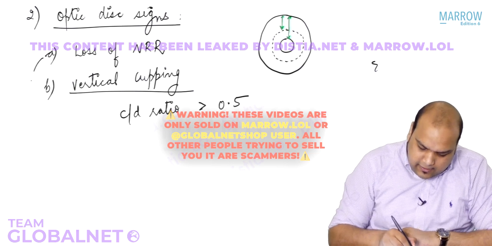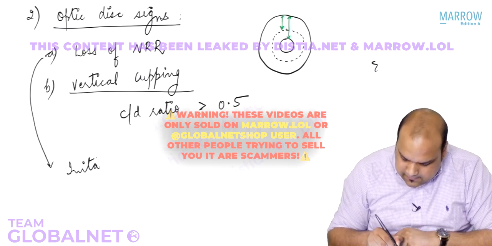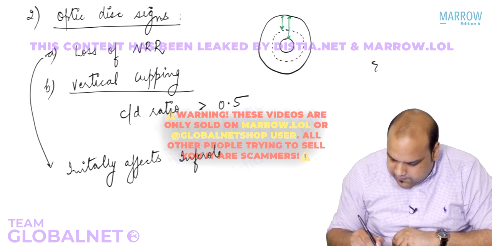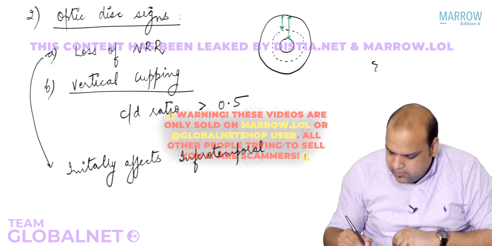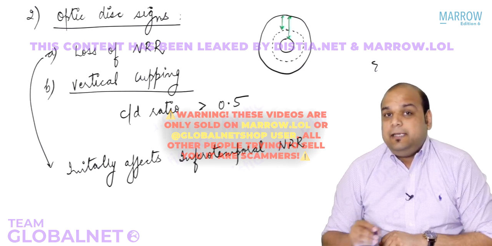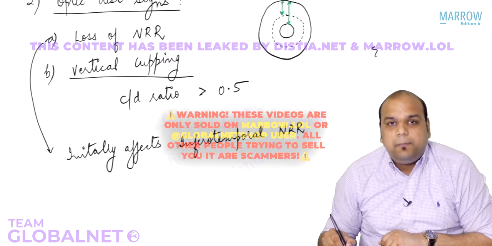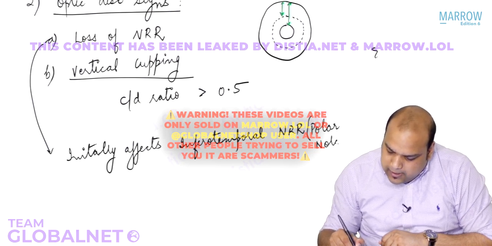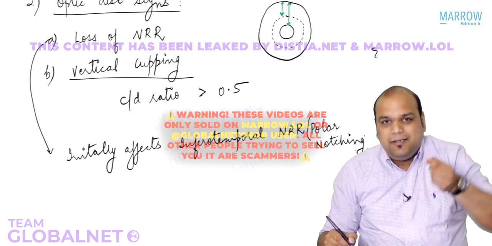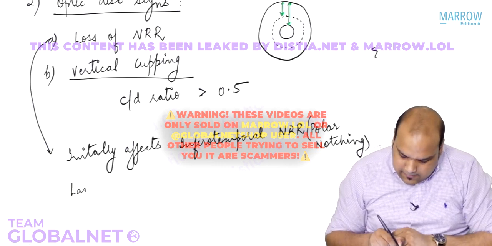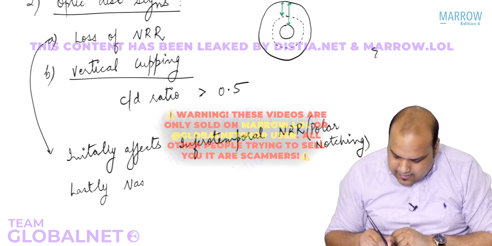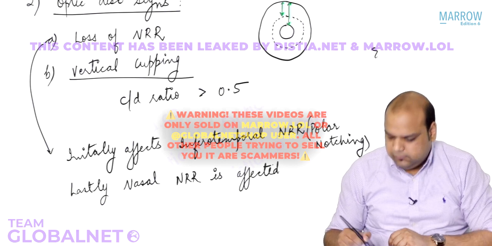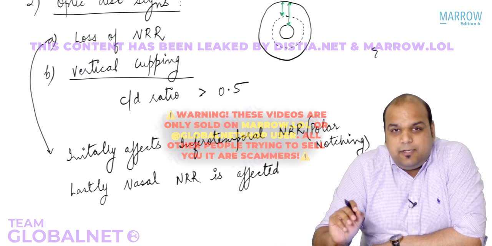Yes, loss of neuroretinal rim initially affects the inferotemporal neuroretinal rim. Initially it affects only the inferotemporal part of the neuroretinal rim, gets to be known as polar notching. Polar notch. A notch. And lastly, nasal NRR is affected. Okay, are we clear about this, everybody? There should be no confusion in this.